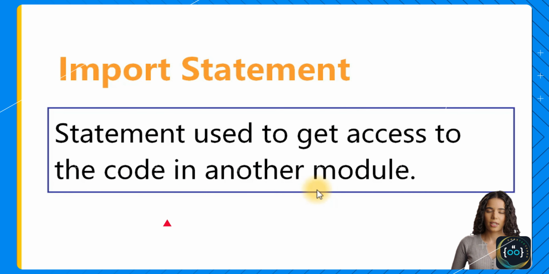In our program, we can import the math module like this. We write import, followed by the name of the module. Right here, it is turning gray because we haven't used it so far in the program. So PyCharm is warning us that this module is not being used. But don't worry, we will use it in just a moment.